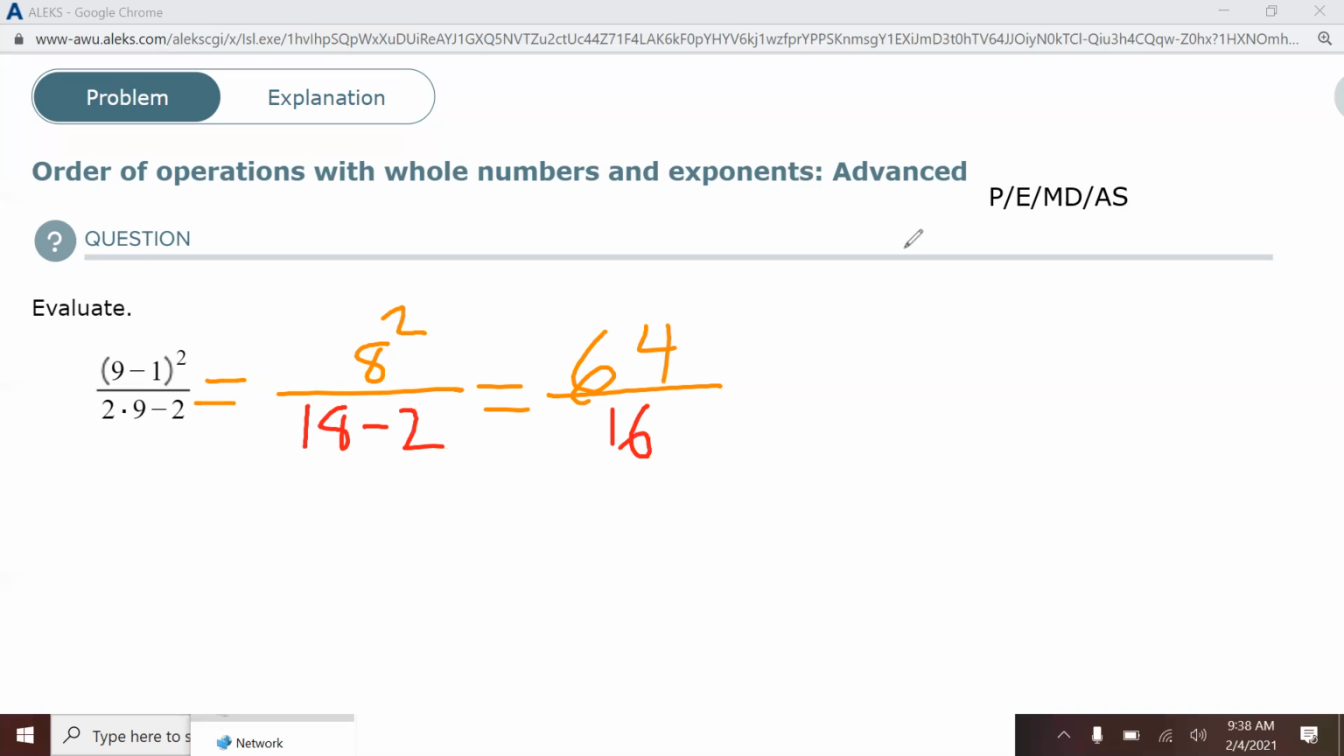Now that the numerator and denominator are both completely simplified, I can combine them. 64 divided by 16 is 4. And the problem is done.